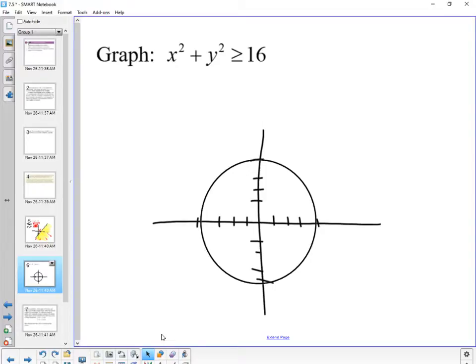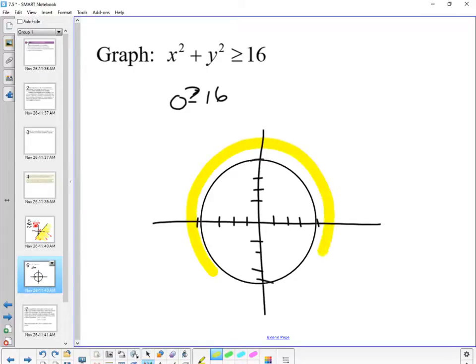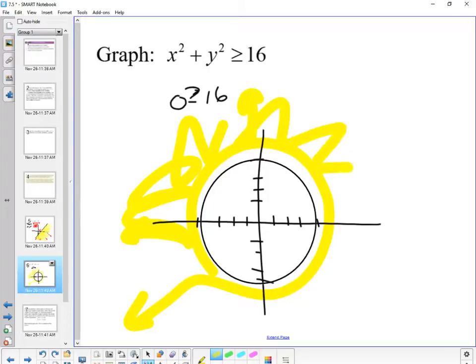So, I need to shade inside the circle or outside the circle. Luckily for me, the point 0, 0 is available. So, is 0 going to be greater than or equal to 16? No, so we're going to shade everything on the outside.